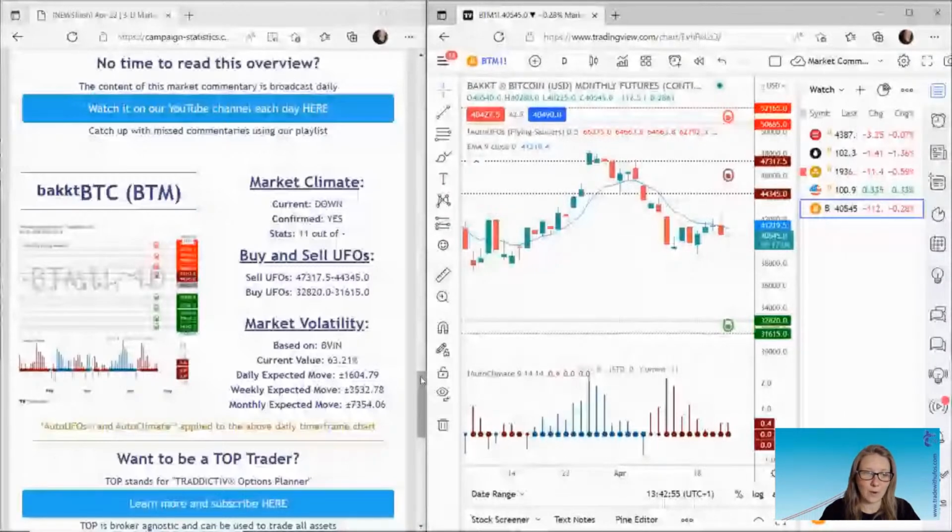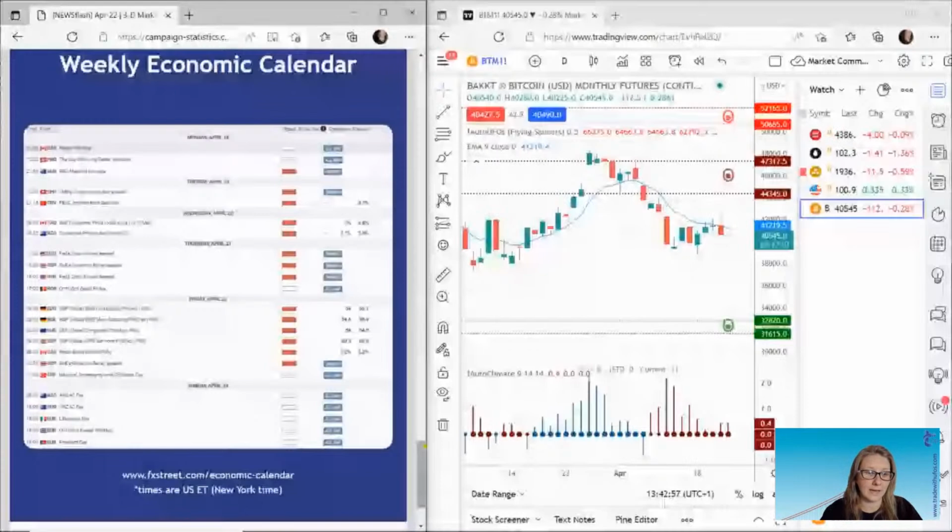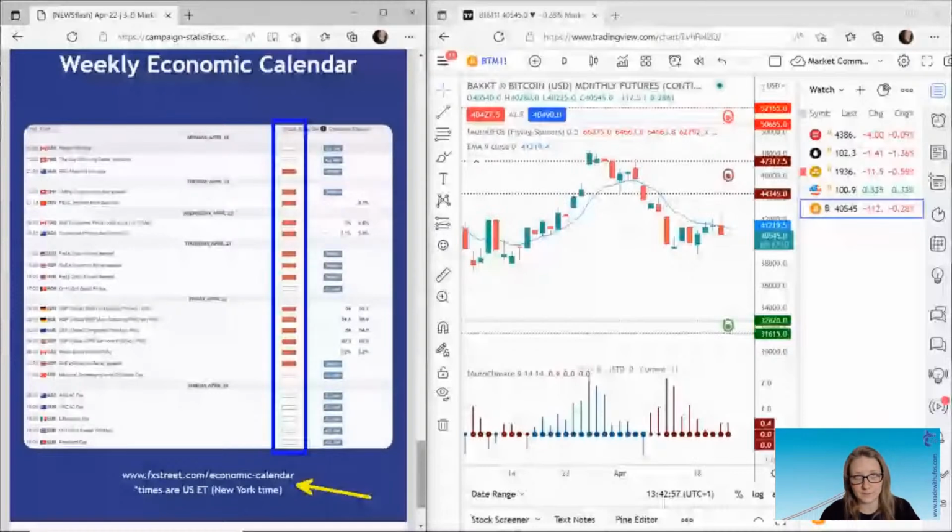Now, the last thing to be aware of before we wrap up is our weekly economic calendar, which we get from fxstreet.com. We filter by high impact news. We do that because we want to know which scheduled news reports are likely to increase volatility on the markets that we trade. An increase of volatility could increase our risk, could also increase our reward, depends which side you're on, but we want to be aware of it as traders.